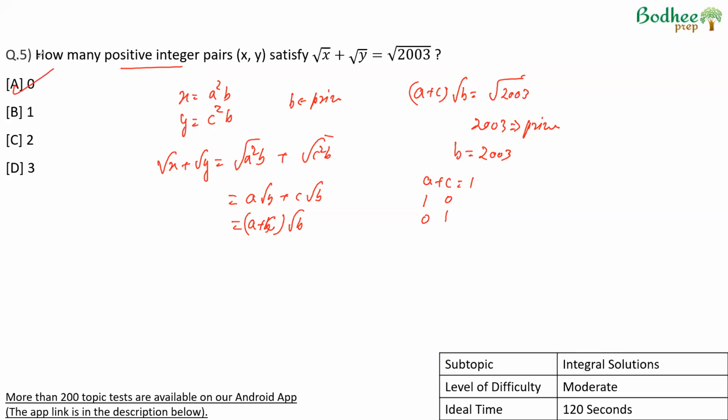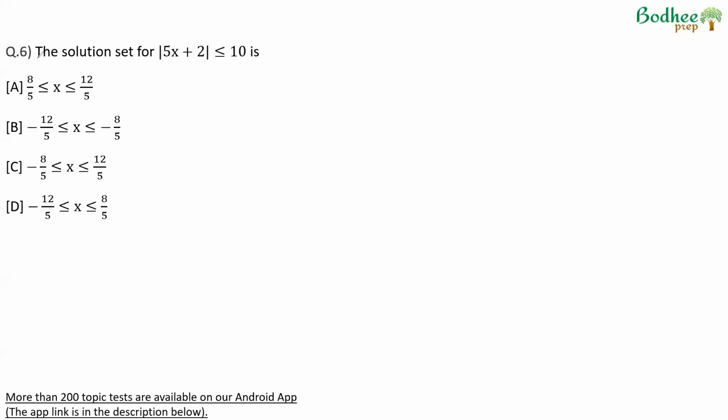I'll call this an easy to moderate question because 2003 being prime makes the job a lot easier. About 2 minutes to solve.